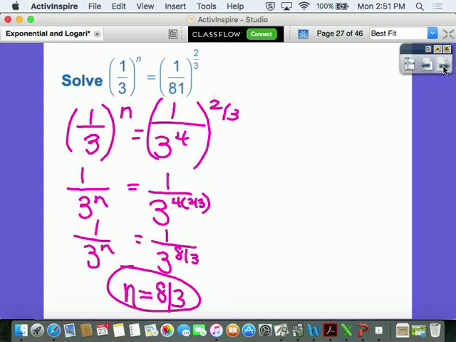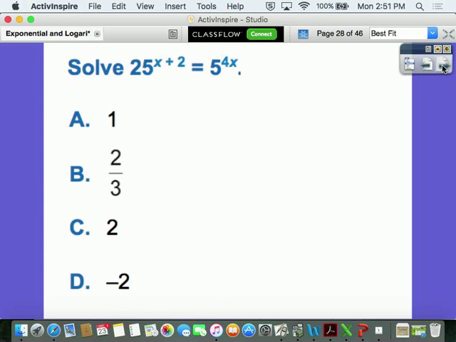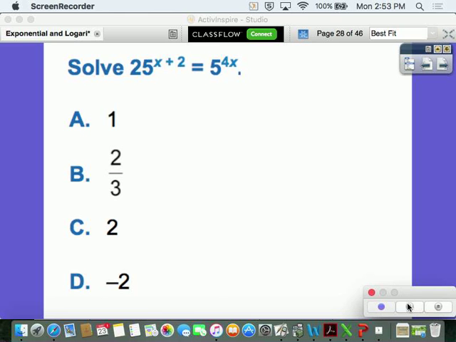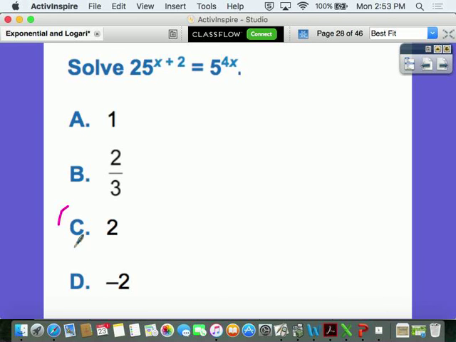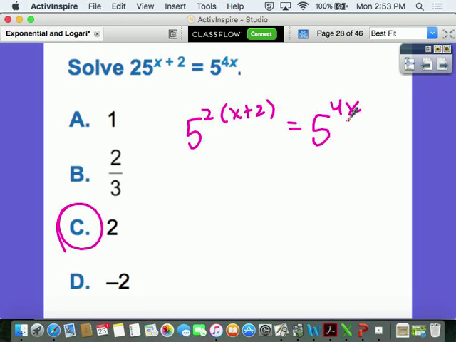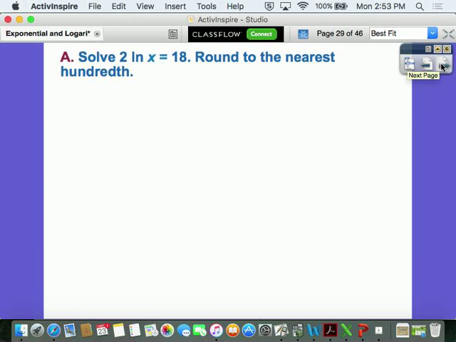I want you guys to do the next one on your own. So yes, your answer should have been 2. What was the base that you wrote? 5 squared with the x plus 2 there. And so then you'll just set your exponents equal to each other. And yes, that is how you get 2 with a little bit of algebra. Don't forget to distribute the 2 to the x and to the 2. All right, back to me.